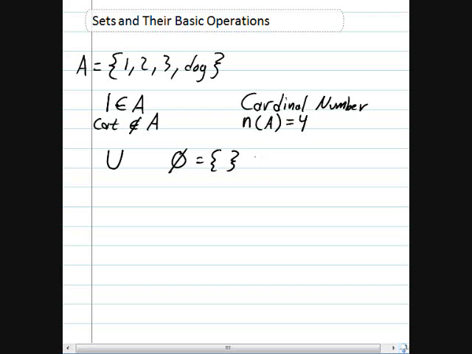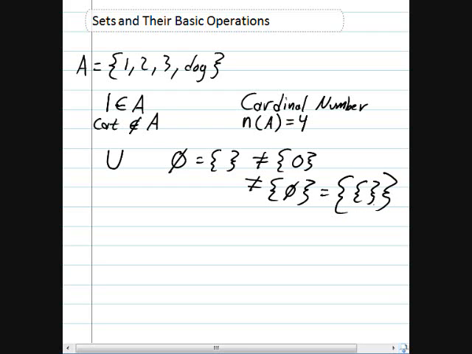A common mistake that people make is to say that this is the same as the set containing the number 0, but 0 is an element, so this is not the empty set. Another misuse of this notation is to say that it is a set containing the empty set, but this is not the same set as an empty set.